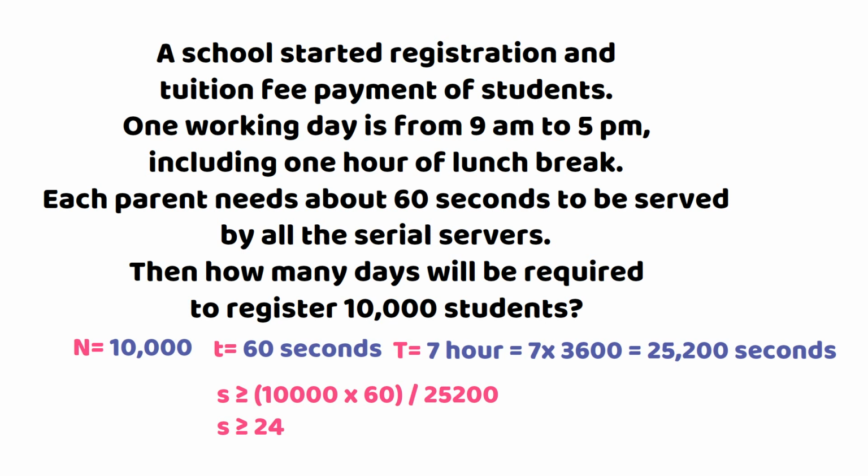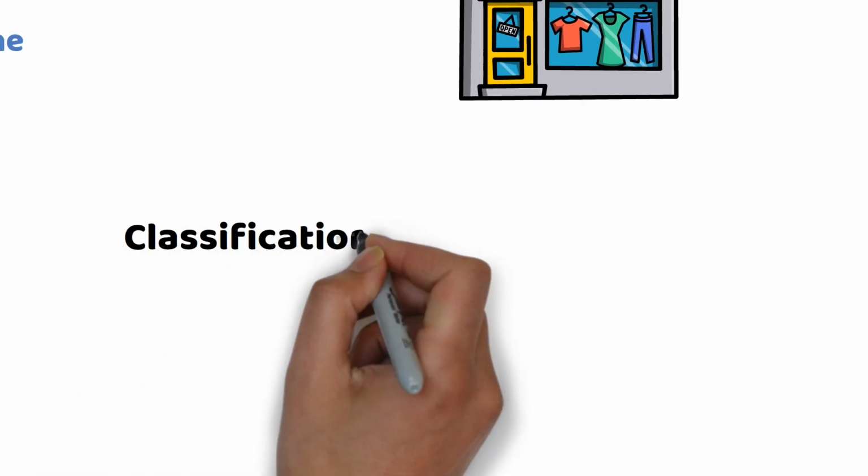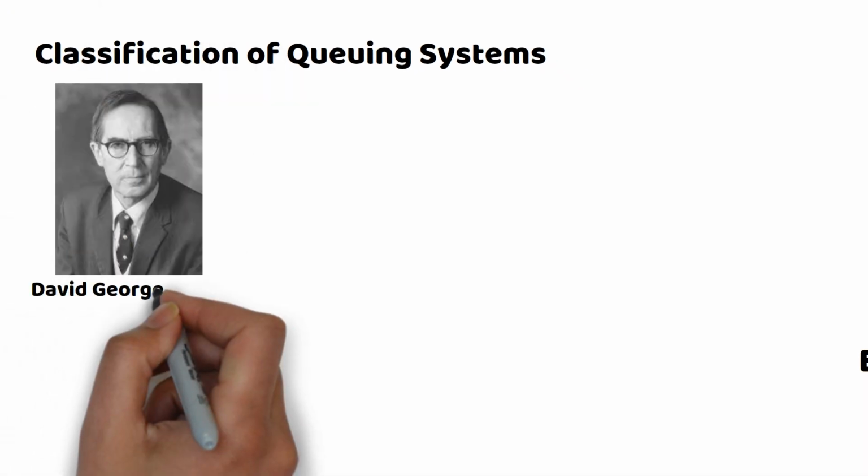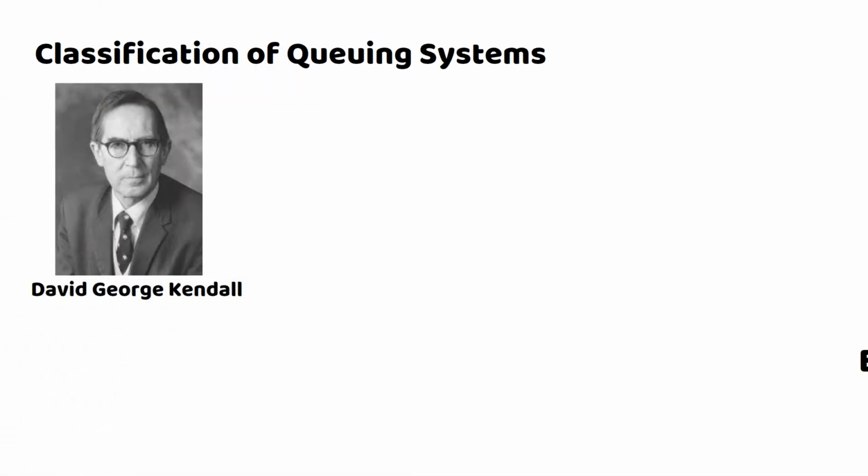Now, let us discuss the classification of queuing systems. In 1953, David George Kendall suggested a notation that is helpful in classifying a wide variety of different waiting lines. These are called Kendall's notation. The simplest form of Kendall's notation consists of 3 letters, A, B and C.